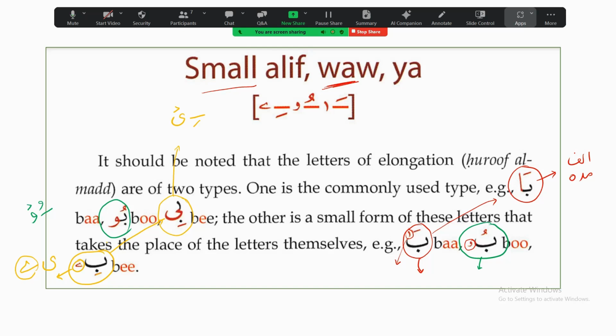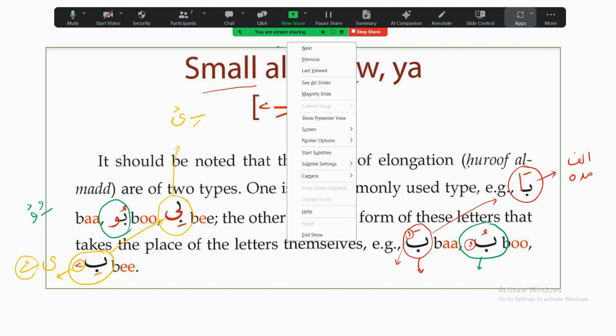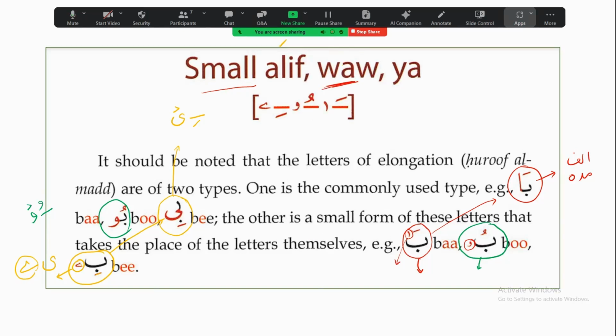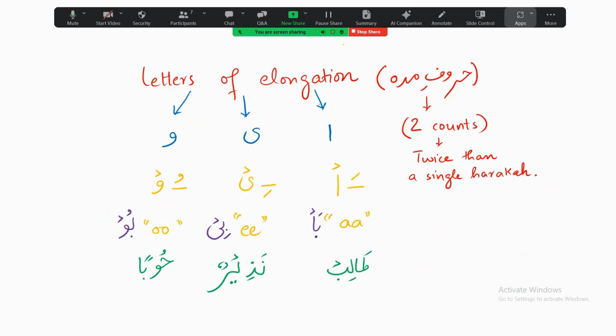So the topic we are covering today is small alif, small waw, small ya, or you can say upright alif, upright fatha. Alif is similar to the sound of fatha, or you can say upright kasra for the ya one, and you can say upside down dhamma for waw. We will inshallah see why I'm mentioning these.